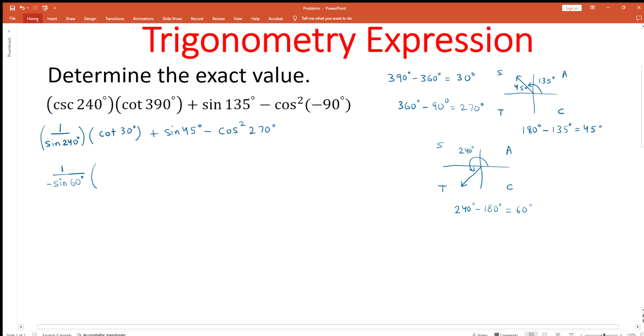Next, we can simplify cotangent 30 degrees. Cotangent is the reciprocal ratio for tangent. So we can write cotangent 30 degrees as 1 over tan 30 degrees.